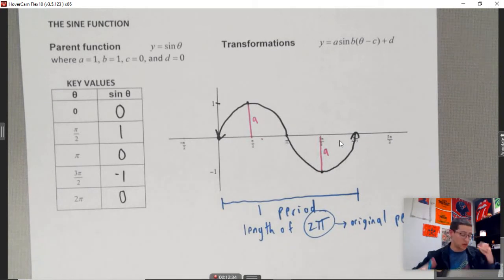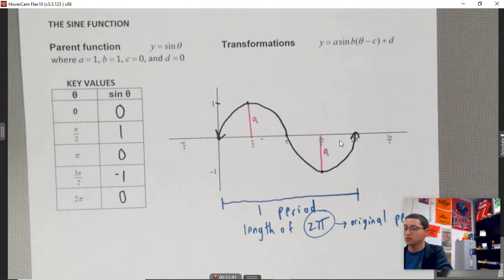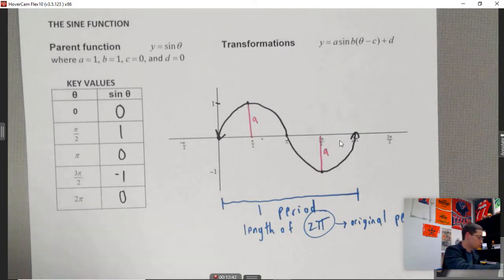Okay, all right. So that's sine. Let's go ahead and do cosine. Let me find the paper. Lots of papers for this one. Here it is. Come on now. It's on the back. Oh, it's on the back.